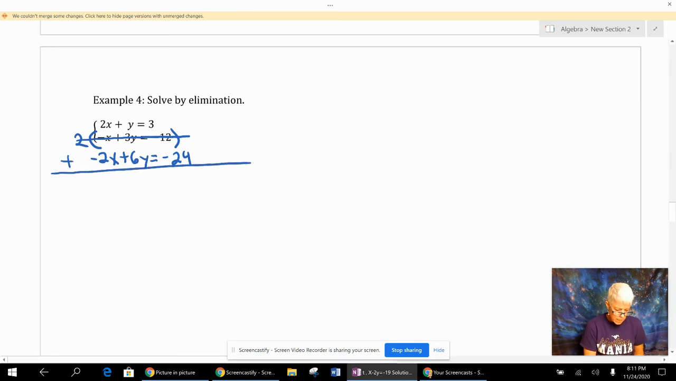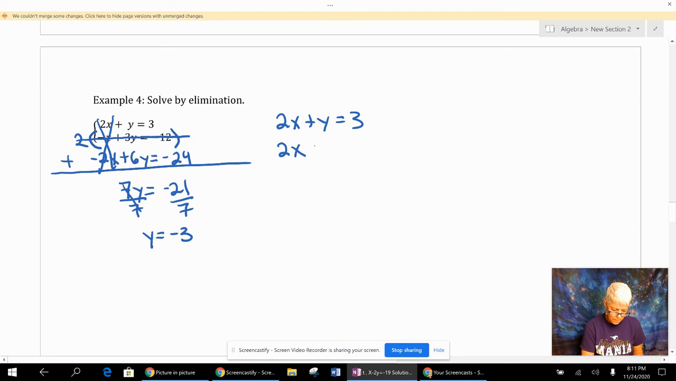Again, giant addition problem here. These two will cancel out. I end up with 7y equals -21. That's kind of nice. Works out pretty nice. Y equals -3. 2x plus y. I'm now going to substitute that answer in because I'm never done until, let's see, how should I write this? Plus a -3 equals 3.